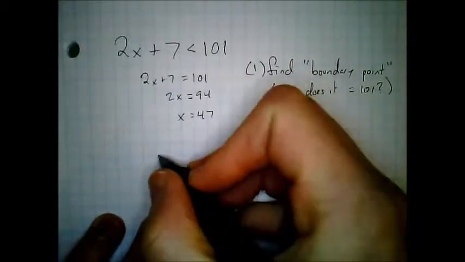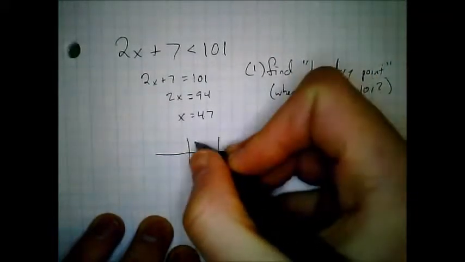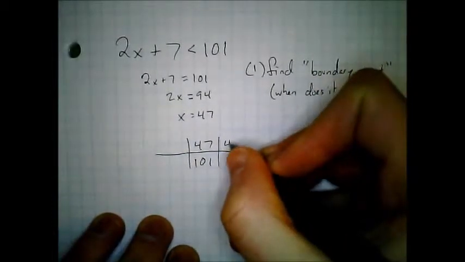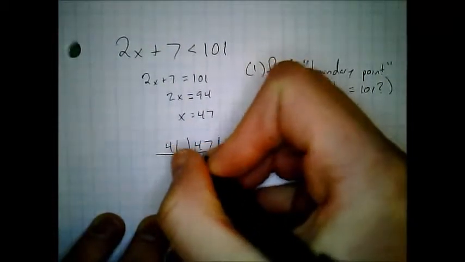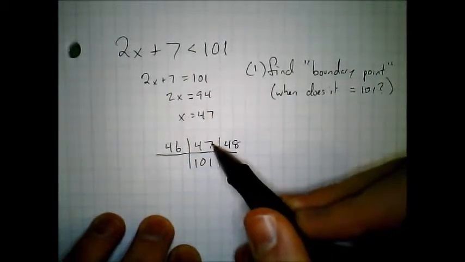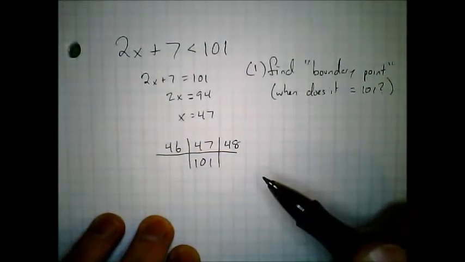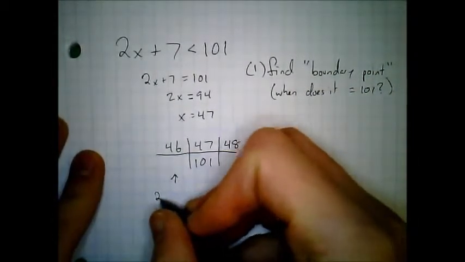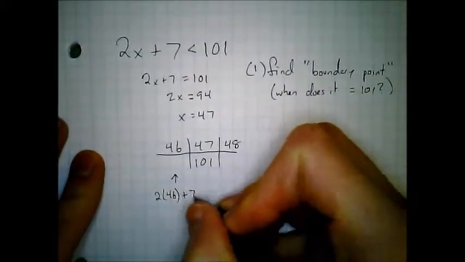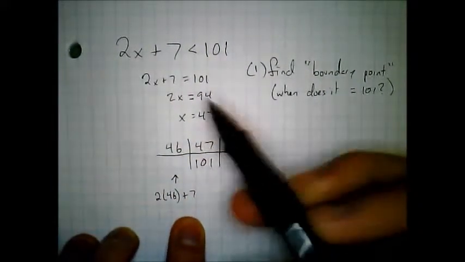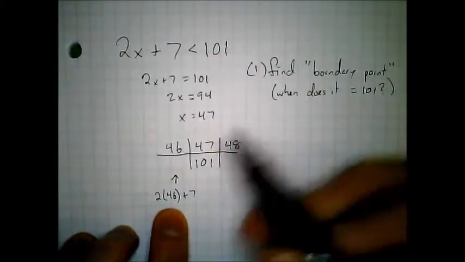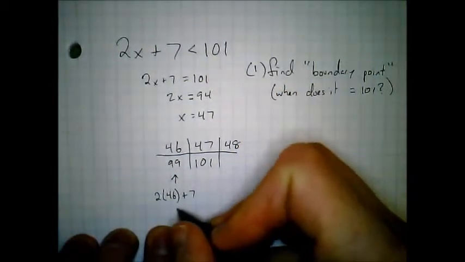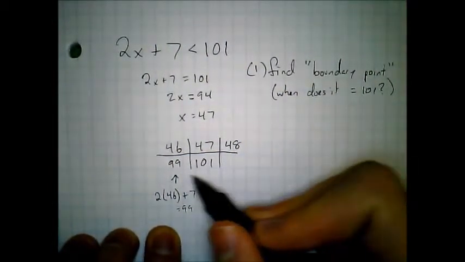So what we did here was we thought of our little table. We made a little table to help us understand what was going on around the point 47. So after 47 years, it's 101 feet tall. So 46 years. All we do here is figure out how tall the tree is, or what the expression 2x plus 7 is, when x is 46. So let's just write it out algebraically. We do 2 times 46 plus 7, and this equals 99. That makes sense because it's growing 2 feet each year.